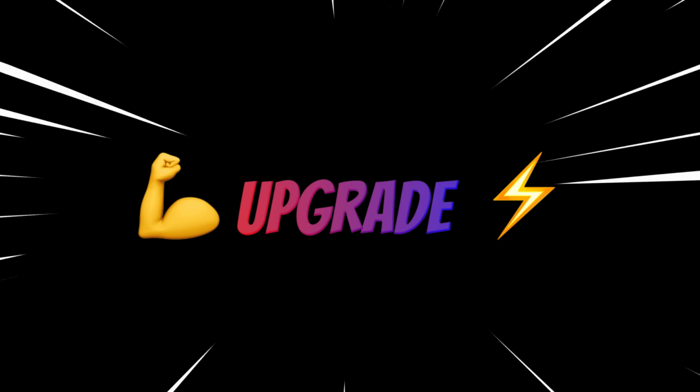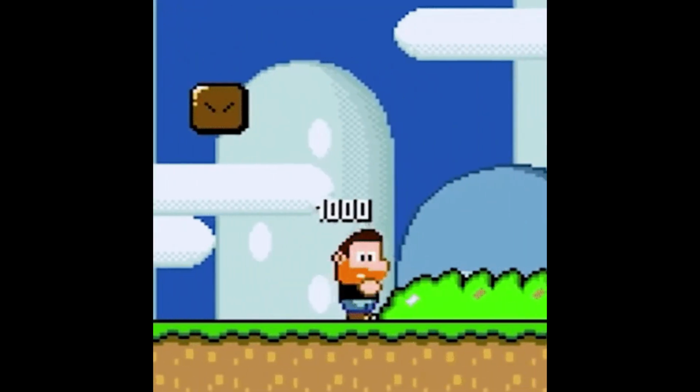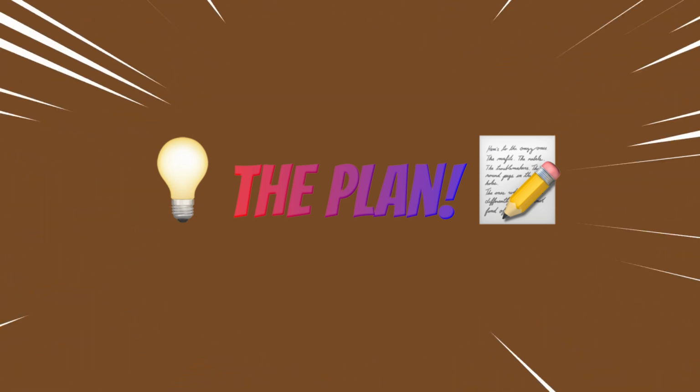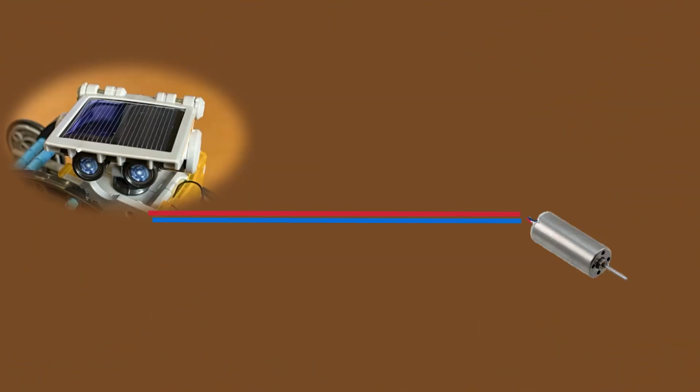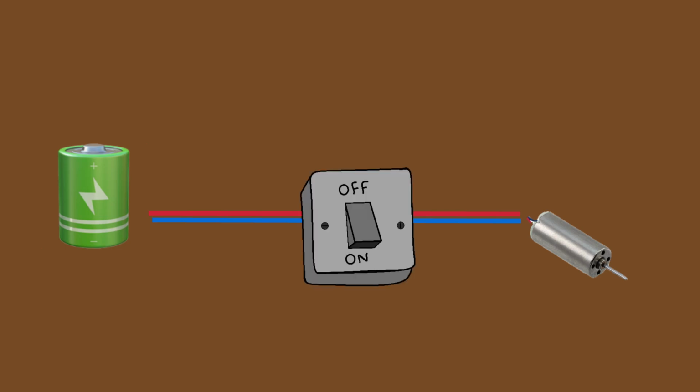So, let's give buggy the upgrade it needs. Well, if the solar panel does not make enough power, let's replace it with a battery. I am all for renewable energy, such as solar. I just want a temporary solution for the winter. To turn buggy on and off, we also need a switch. And a way to control that switch.